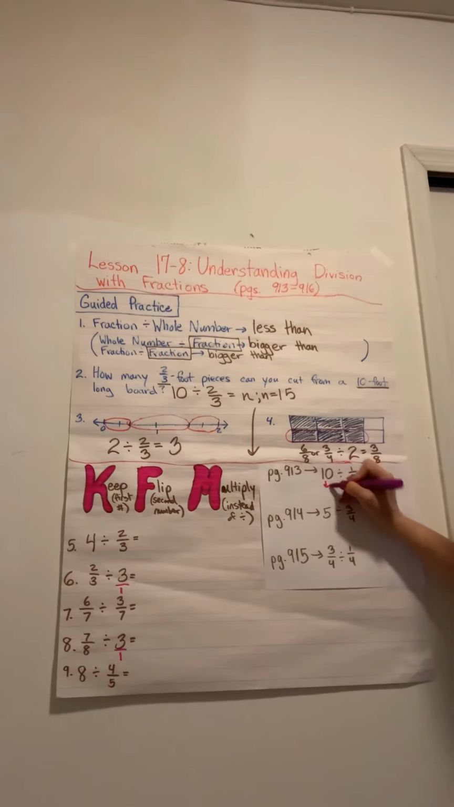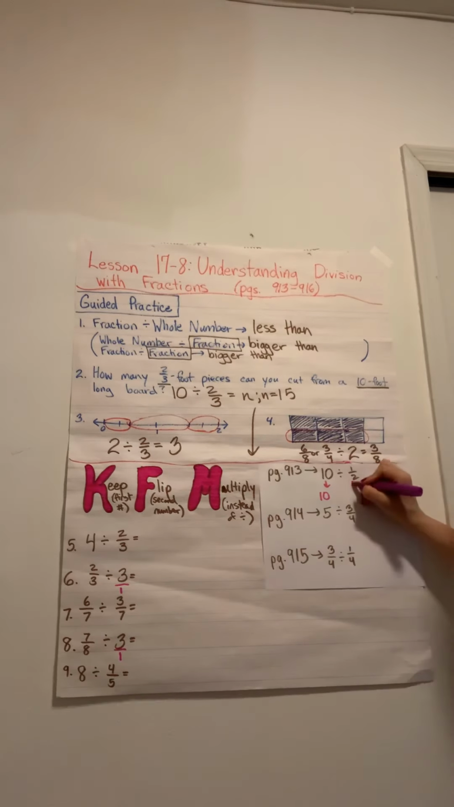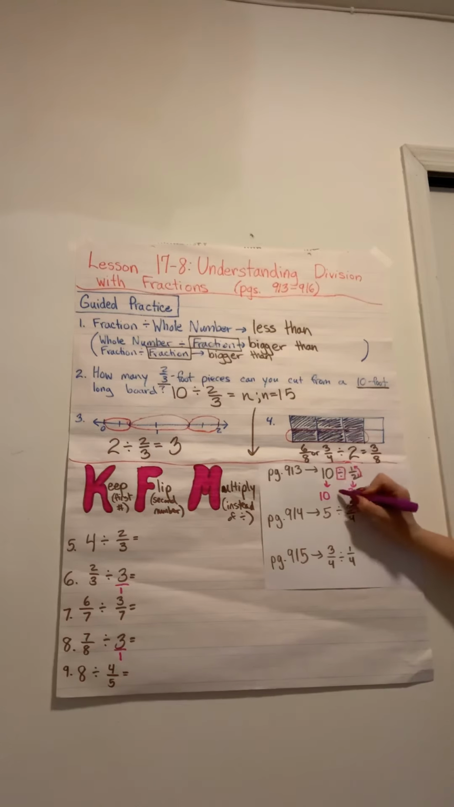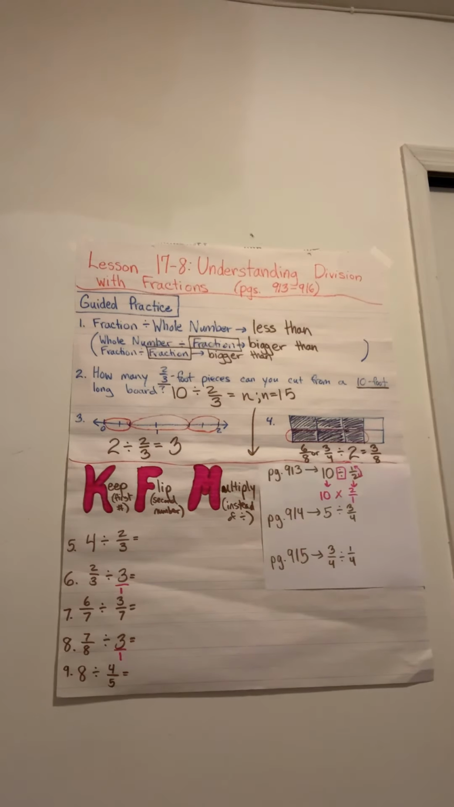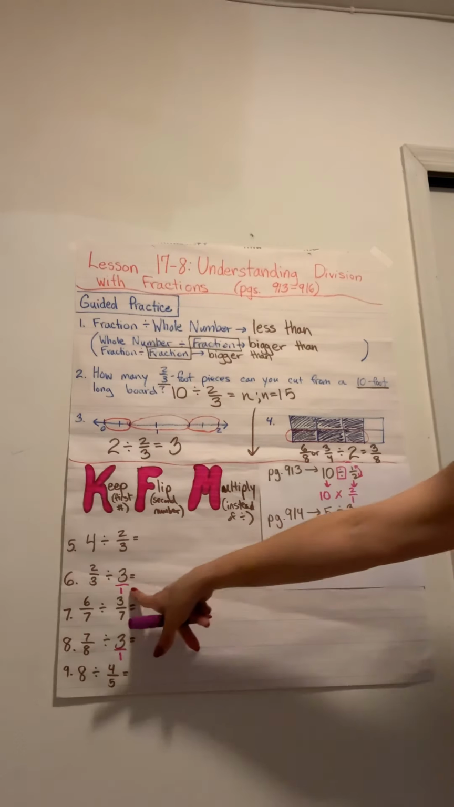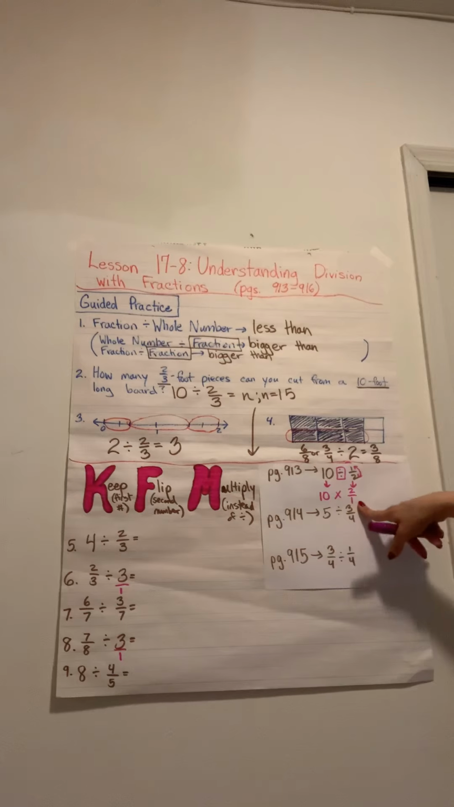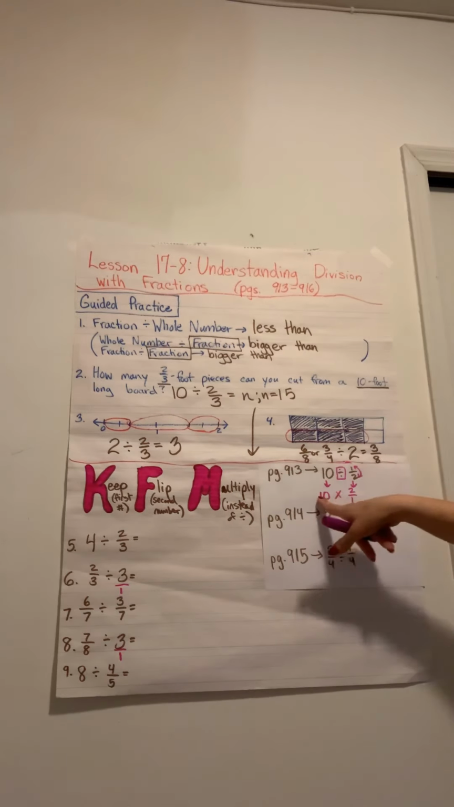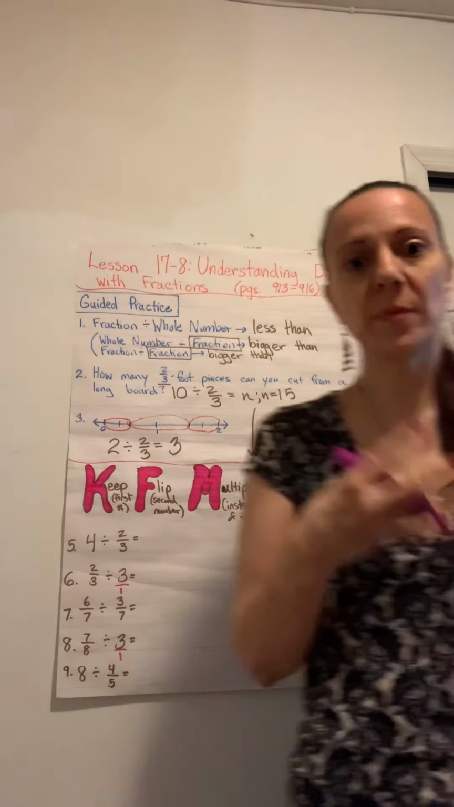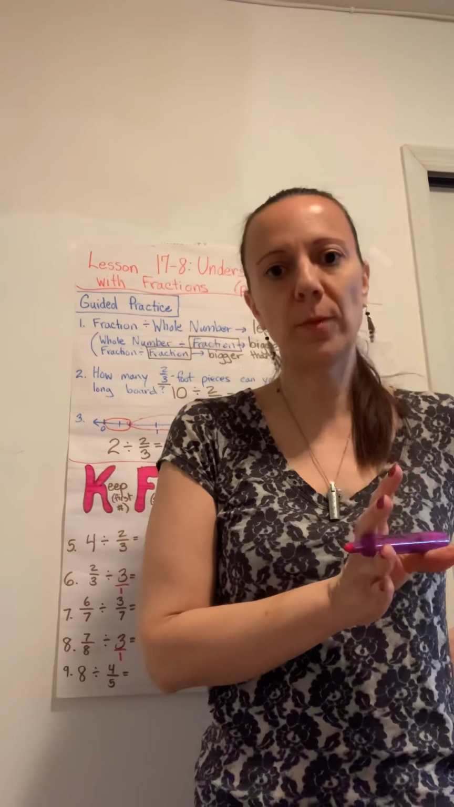Keep. The 10 stays the same. Flip. Whoop, upside down. The 1/2 becomes 2/1. And then, instead of dividing, multiply. So instead of doing 10 divided by 1/2, I can do 10 times 2/1. And as we just talked about, if the denominator is 1, that means it's a whole number. So really, this is 10 times 2. Yep, there's my answer, 20. Check.